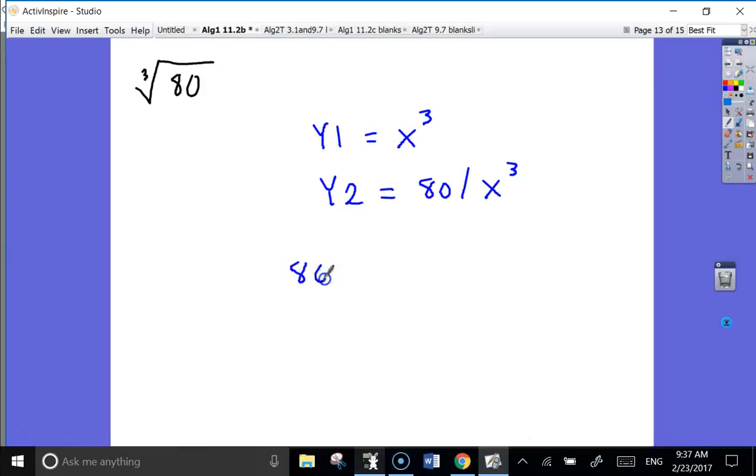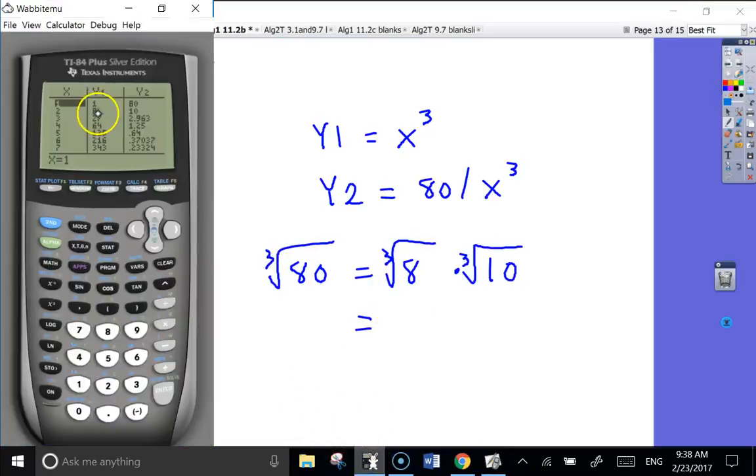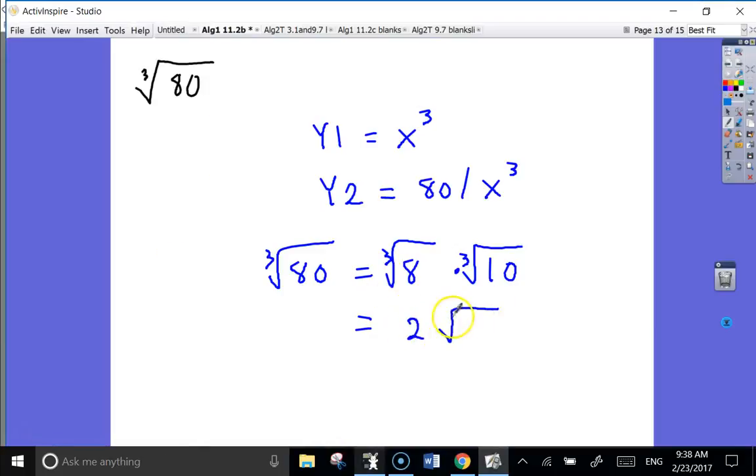So that tells you that you could split this up 8 times 10. So 80 equals 8 times 10. The cubed root of 80 should be the cubed root of 8 times the cubed root of 10. And what is the cubed root of 8? Right? That's also in your calculator, right? Just go into the first column. The cubed root of 8 is 2. So this is 2 times the cubed root of 10.